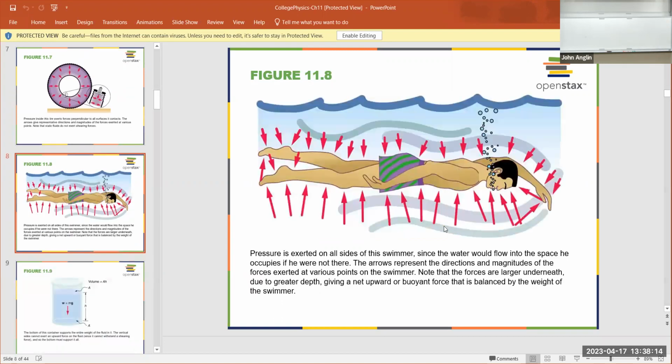Here's just another quick example of what pressure looks like. Let's say we're swimming in some fluid, in this case water. The pressure is going to be equal everywhere. In other words, you're not going to get a significant pressure difference on the top of the guy versus the bottom, or the head versus the foot. Yes, there is some minor pressure gradient, but not enough that we're going to have to worry about.